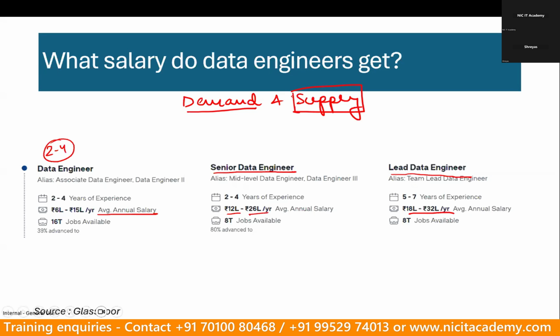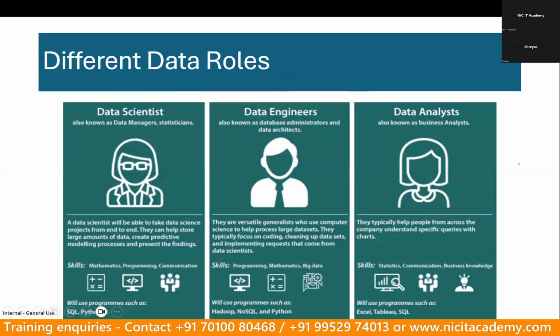Clear? All right. So now I think you have a better understanding of what this particular training can offer you with respect to your future prospects. Now let us try to understand how these different data roles which you may have heard of are different.